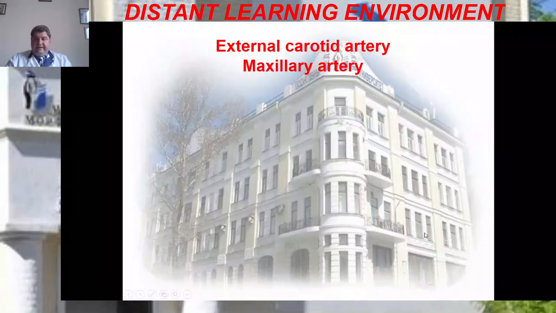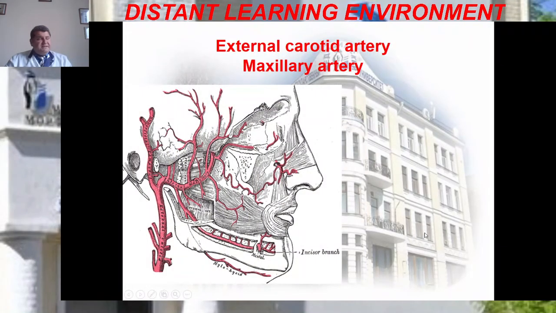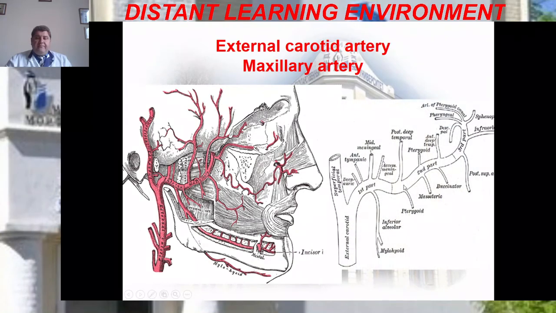Next, the second terminal artery from the middle group is the maxillary artery. You know that maxilla is the Latin name of the superior jaw. So this maxillary artery is classified into three sections, three parts: first, second, and third.